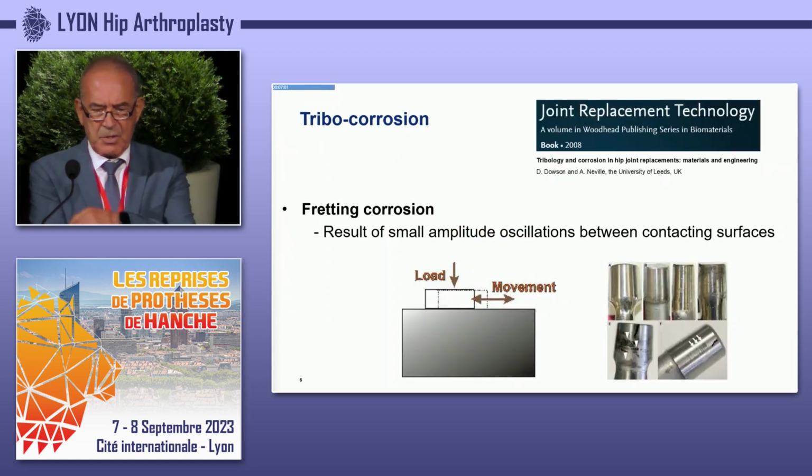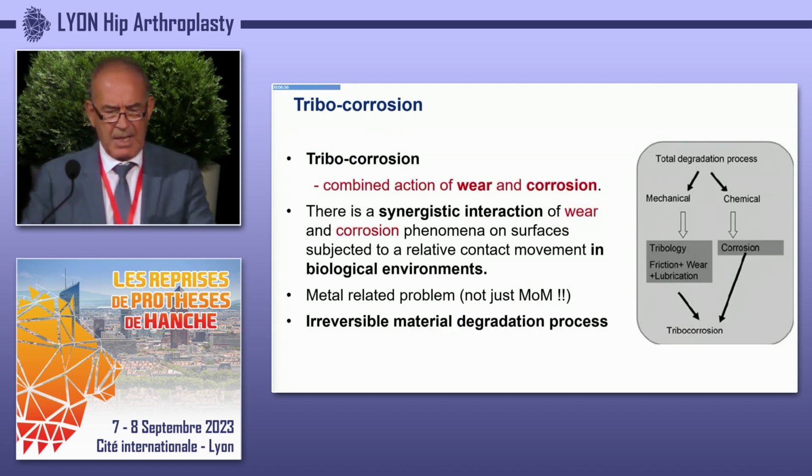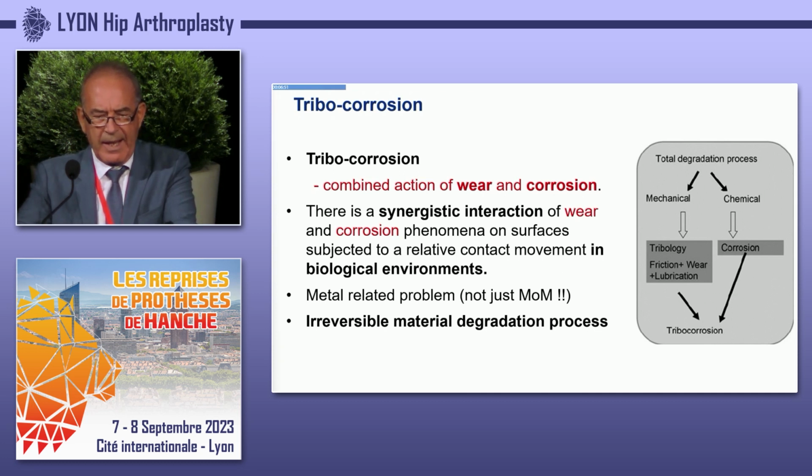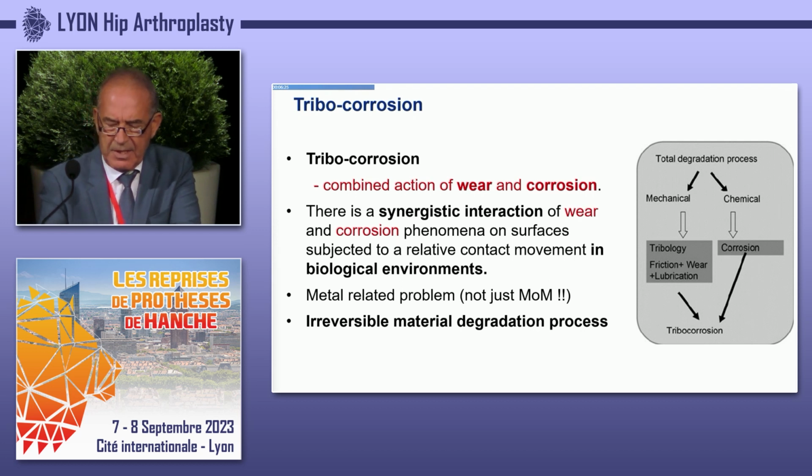Fretting corrosion is the result of small amplitude oscillations between contacting surfaces. Tribo-corrosion now is the combined action of wear and corrosion. There is a synergistic interaction of wear and corrosion phenomena on surfaces subjected to relative contact movement in biological environments. So it is important to be in biological environments, and these phenomena get worse. There are metal-related problems, not only metal on metal, and they create irreversible material degradation.